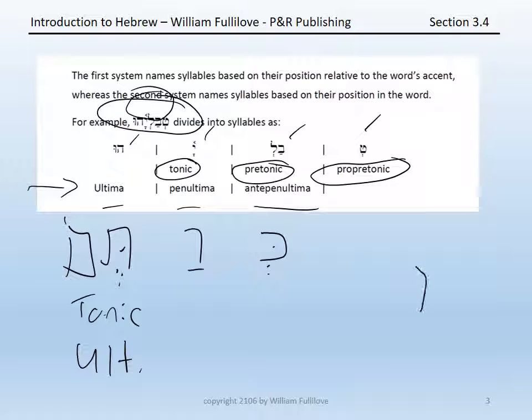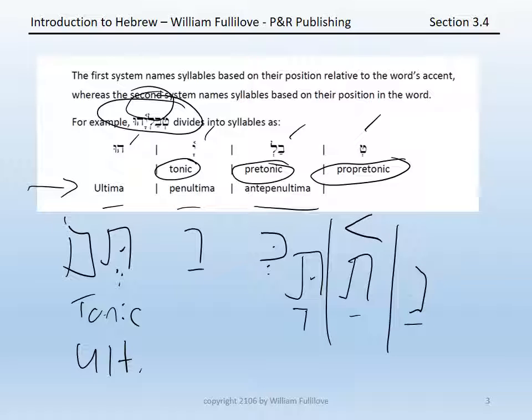Similarly, consider Hebrew natata that we have looked at in our verbal system. Three syllables, na ta ta. In this case, the last ta would be the ultima, ta here would be the penultima, and na would be the antepenultima syllable. On the other hand, if I were to use the tonic, pretonic, propretonic system, ta is the tonic. Na is the pretonic. And there, in fact, is no propretonic syllable in this word.